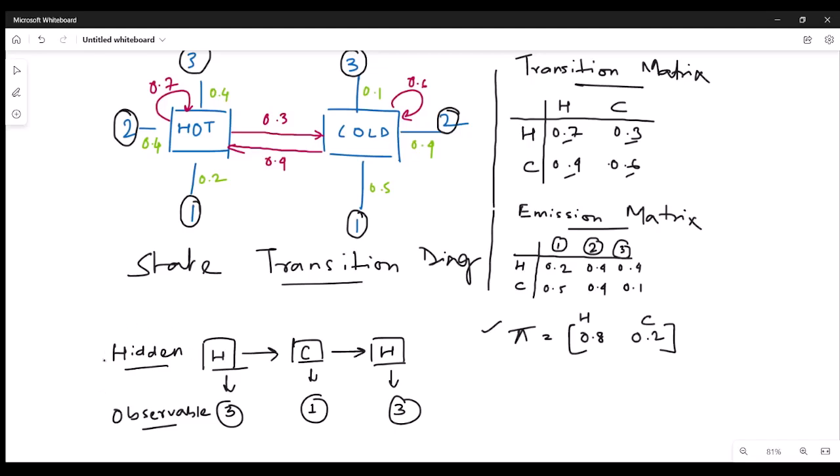Now let us look into the small example. Here the first row is written as hidden because all these states marked as H, C and H are the hidden states. These are the states that we need to identify. And the second row is written as observable. This is called the observable state, marked as 3, 1 and 3. These are the states that we can directly see, or the computer can be allowed to observe.